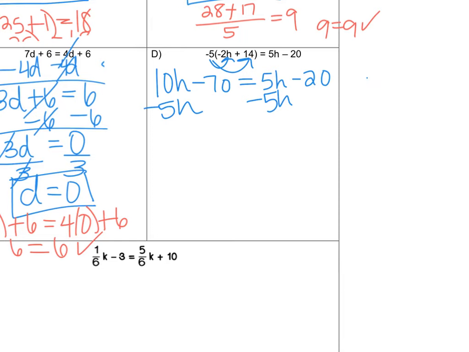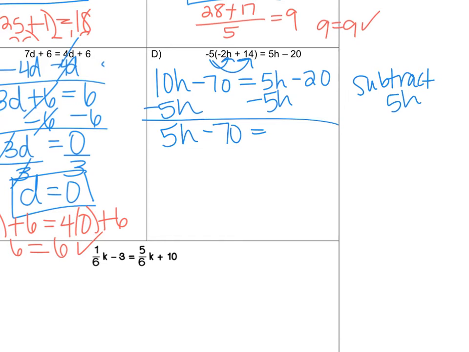So for this step, we're going to subtract 5h. 10h minus 5h would be 5h. And then I still have minus 70 equals 5h minus 5h is 0. So to equal negative 20.